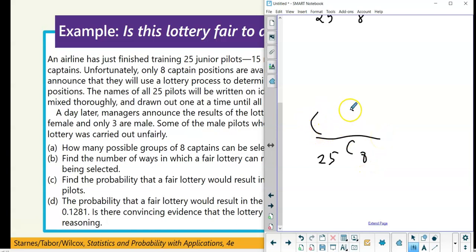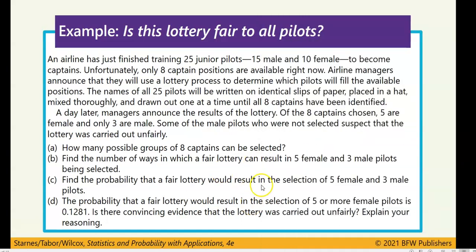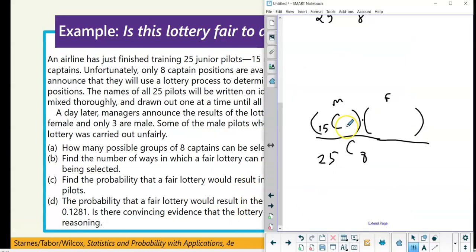But here on the left, and maybe this helps, I'm going to put M there for males, and this one's going to represent the females. We're going to multiply these two. It says there are 15 males, so 15 choose, I think it was 3 of them, and then 10 choose 5. So 15 choose 3 times 10 choose 5.